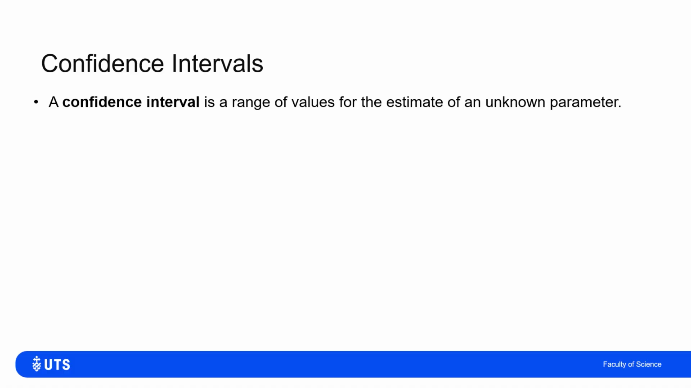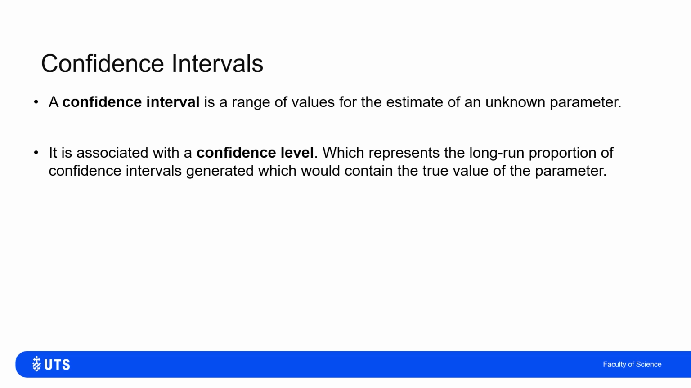I'm sure from your prior studies in statistics you'll have heard of a confidence interval, but it's a concept which is widely spoken about but also often misunderstood. So a confidence interval is a range of values for the estimate of an unknown parameter, and it's associated with a confidence level. Now this confidence level says this is the long run proportion of confidence intervals generated in this way that would cover or contain the true value of the parameter.